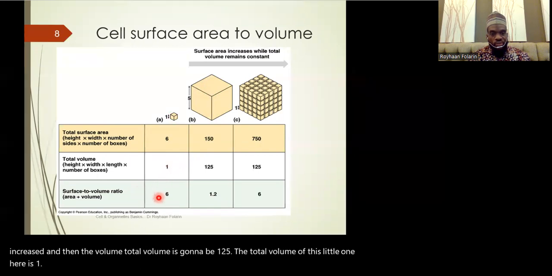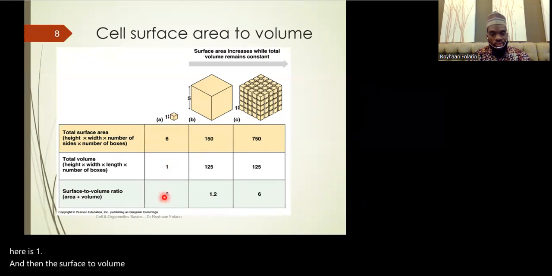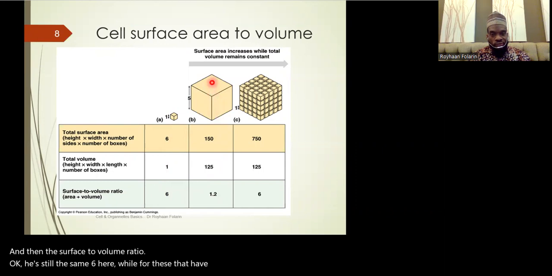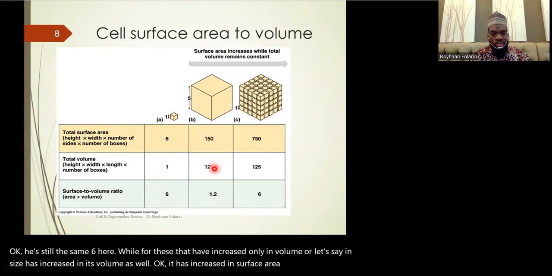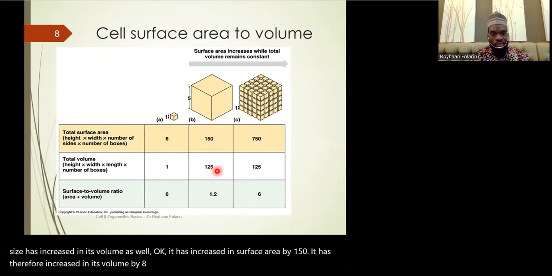And then the surface to volume ratio is still the same, 6 here. While for this one that has increased in size, it has increased in surface area to 150, and it has therefore increased in its volume to 125. But look at the surface to volume ratio.